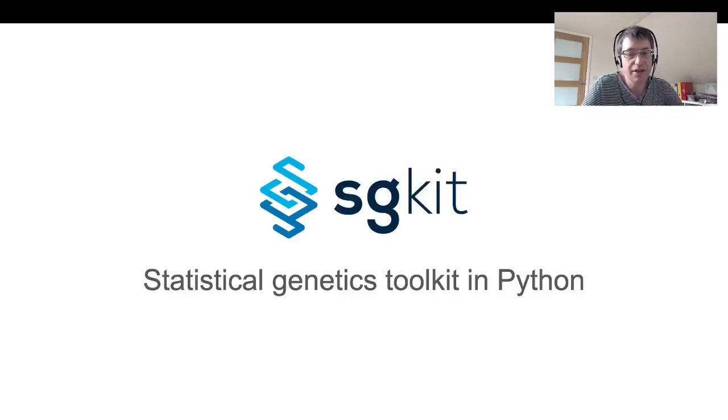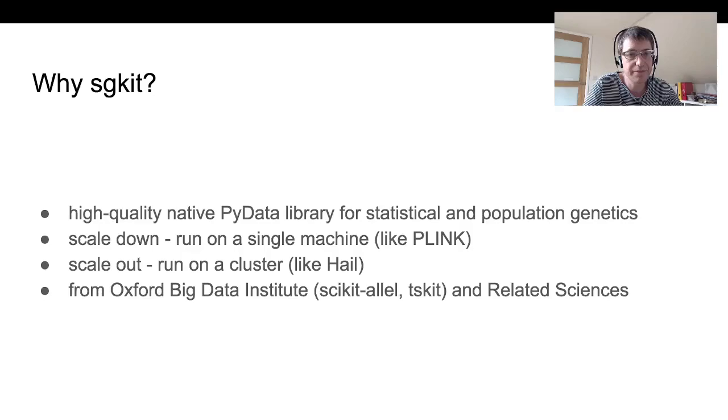We've created a project called SGKit, which is a statistical genetics toolkit in Python. Why did we do that? Well, we wanted a high-quality PyData library for statistical and population genetics, and in particular we wanted it to scale down to be able to run on a single machine, but also to scale out to run on a cluster of machines. And we thought that the existing solutions for that did not achieve those goals, particularly in a Python context.